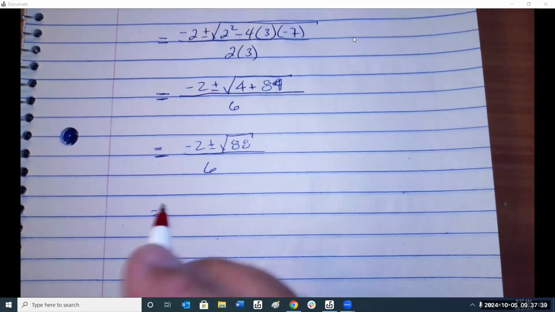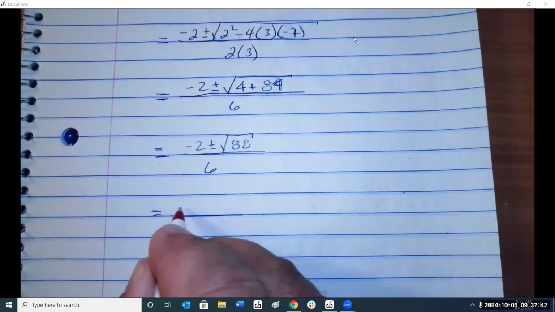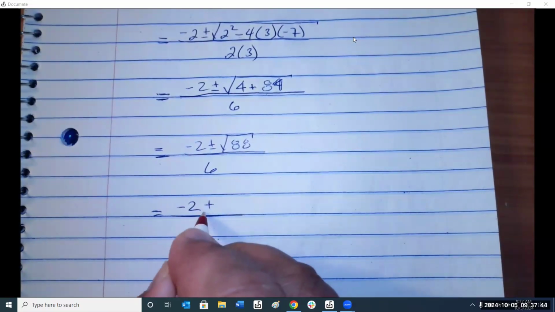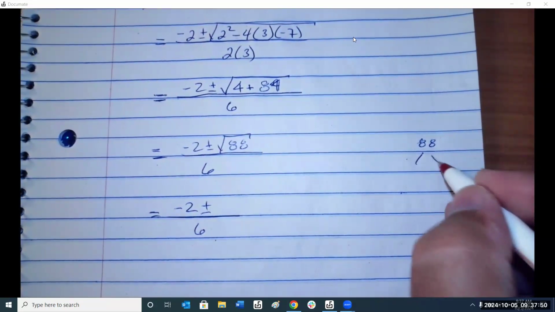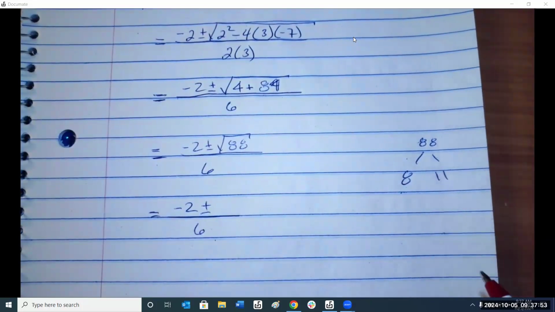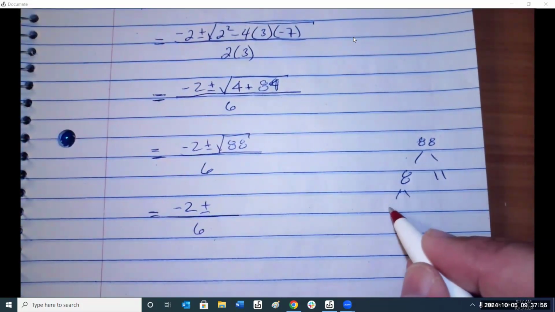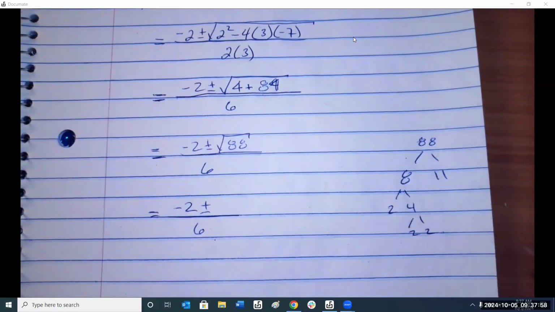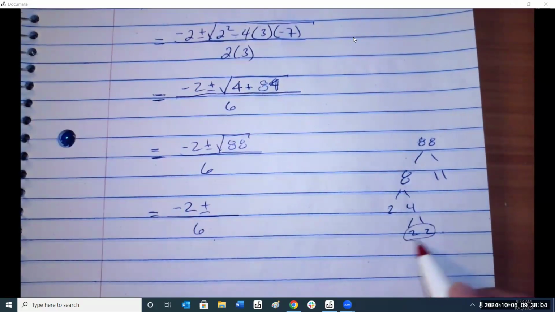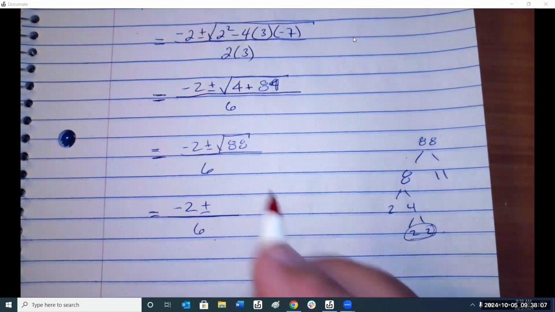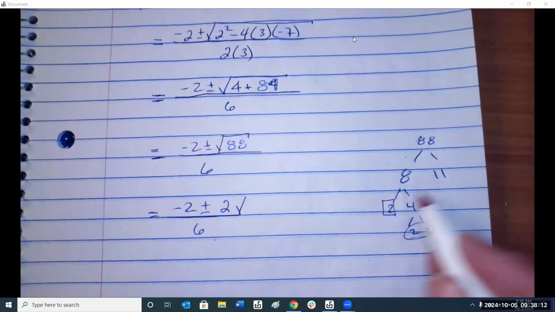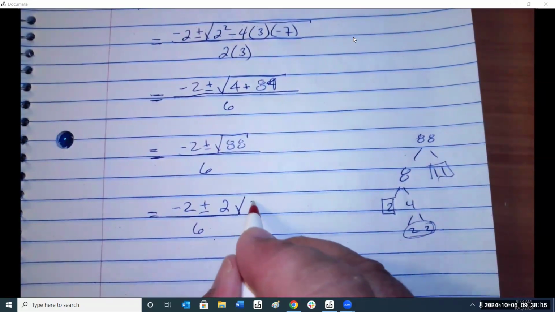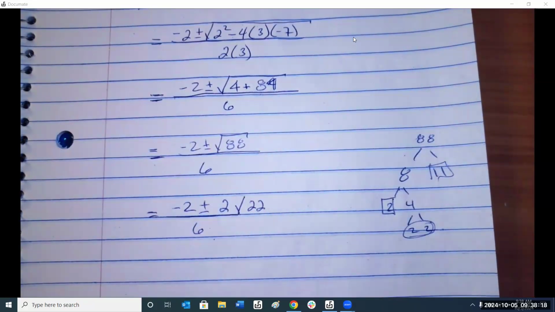All right, so can we simplify inside the radical? So what is 88 made up of? 8 times 11. 8 is made up of 2 times 4, and that's 2 times 2. So since it's inside the square root, there's a pair of 2's. They come out as a 2. And inside there is a 2 times 11, which is 22.